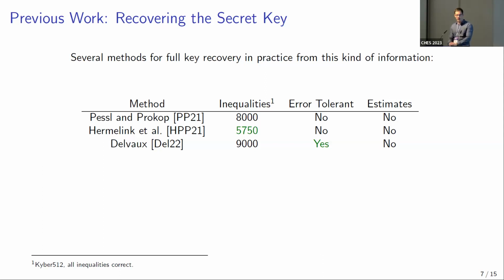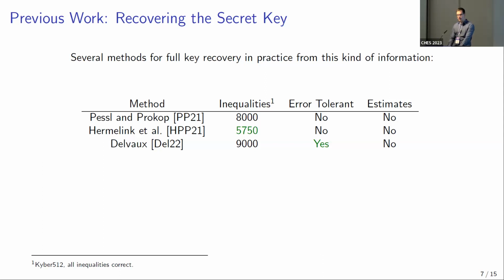Here, this is shown for Kyber 512 with all inequalities being correct. And the second important property is whether these key recovery methods are error tolerant or not. That means, what if we have incorrect inequalities in our set of inequalities, so we might not be able to use a side channel analysis or a fault that allows us to classify between decryption failures and decryption successes with 100% accuracy. So we want them to be error tolerant in the best case.